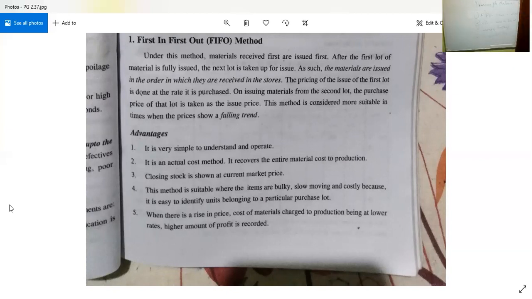So that is why it is simple to understand and operate. It is an actual cost method. It recovers the entire material cost to the production. It recovers the entire material cost.